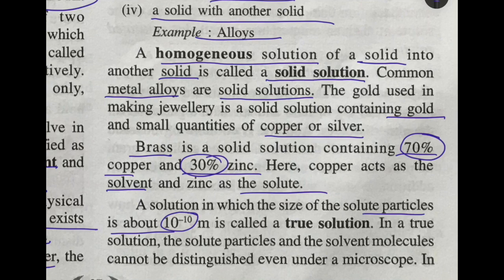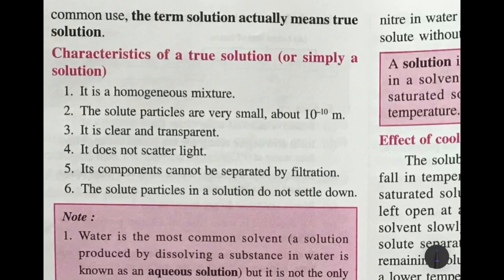That is, very, very small particles of the solute are there. That type of solution is known as a true solution. Now, in a true solution, the solute particles are so small, as small as the solvent molecules, that you cannot distinguish them even under a microscope. You cannot say which one is the solute and which one is the solvent. So that is a true solution. When we talk about solution, we actually always mean a true solution.